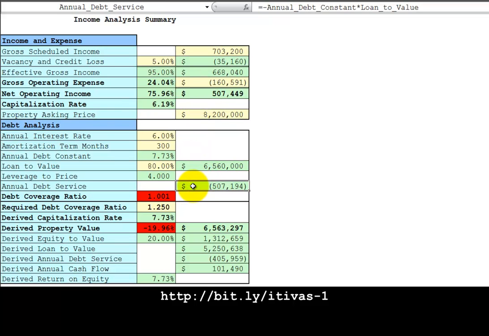The annual debt service is $507,194, and that produces a debt coverage ratio of 1.001. That is far too low because the lender requires a debt coverage ratio of 1.25. The guru then says this is not a good deal, we have to move on to another apartment building.